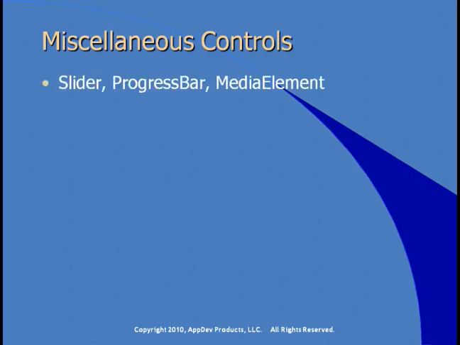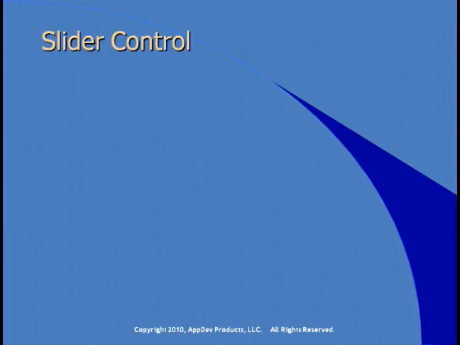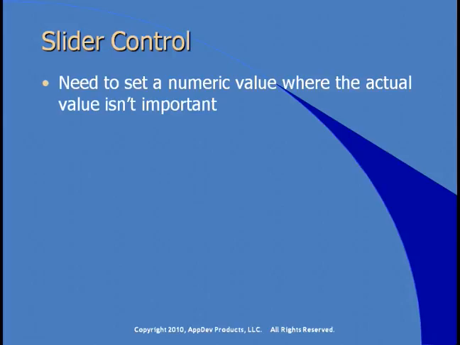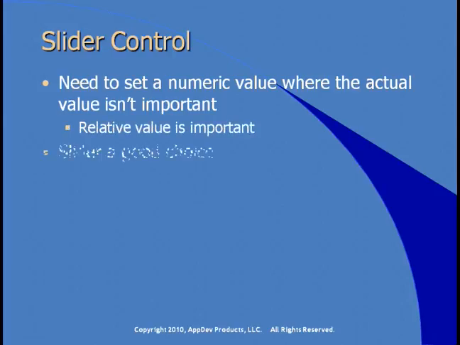To finish up this march through the simple controls, we'll look at a few other useful controls, including the slider, the progress bar, and the media element controls. The slider control is useful where you want to set a numeric value, but the actual value isn't important to the user. The relative value is what's important. In that case, the slider is a good choice.